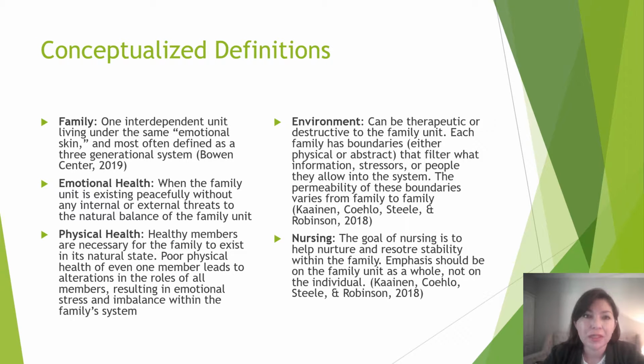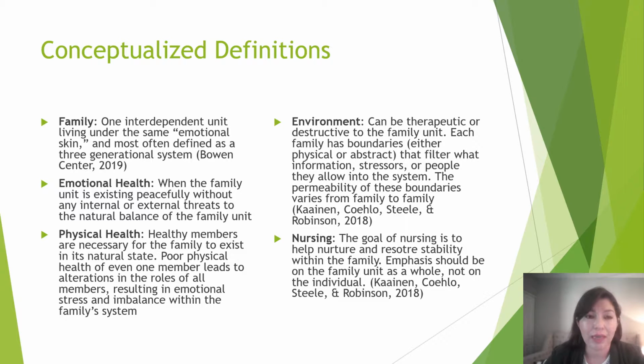Okay, so let's jump into some definitions that are essential to understanding the way family systems theory works. We've already discussed family on previous slides. Safe to say we understand by this point that it's an interdependent unit. So let's jump right into emotional and physical health. Emotional health, like we touched on the last slide, is a balanced triangle. Emotional health is when the family is functioning peacefully without any external threats to the system.